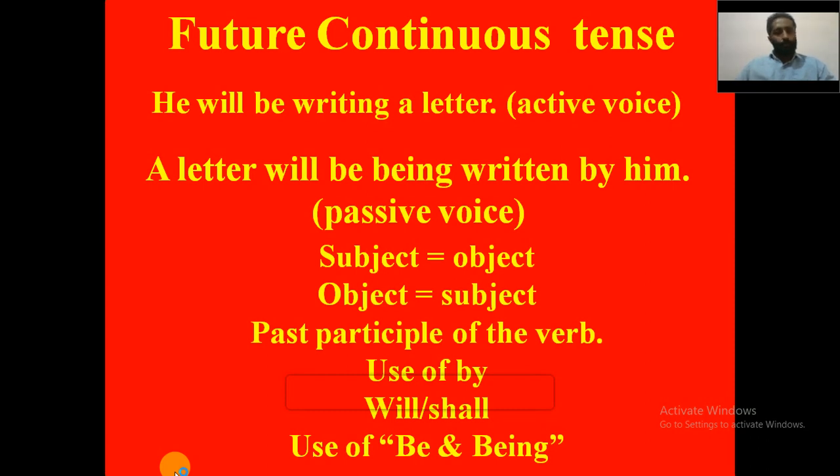Writing is changed into past participle of the verb or the third form of the verb, that is written. Will or shall, use of by is there, and be is added. The additional word that is used here is being, B-E-I-N-G, because it is the continuous tense. A letter will be being written by him. I hope you have understood the future continuous tense.